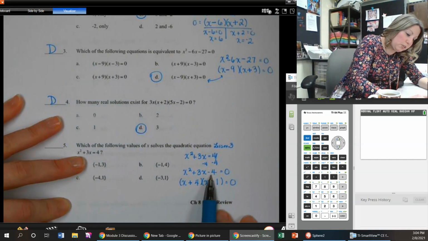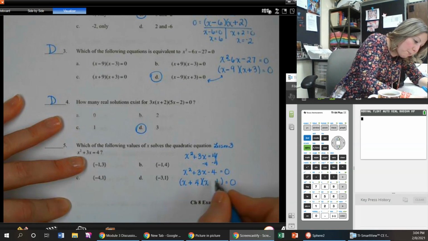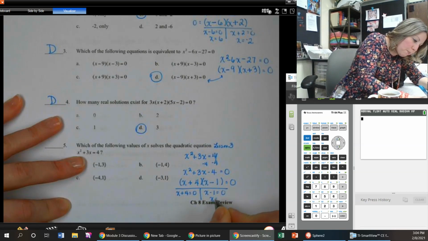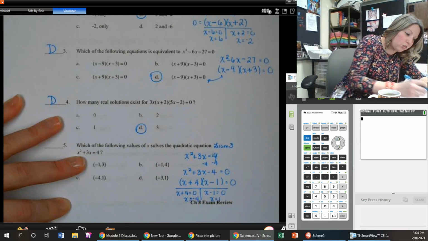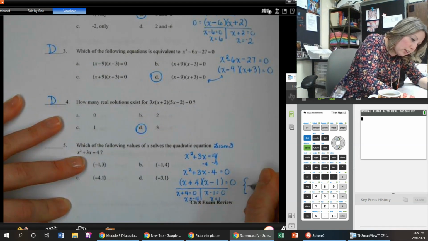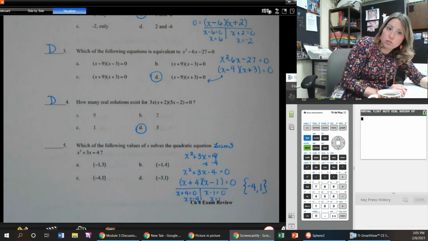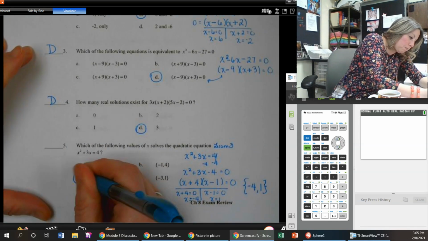Since the end term is negative, this will have the opposite sign, which means that when I go t-chart and I set each factor equal to 0, I get opposite signs of what's inside the binomials as my answers. So -4 and +1 are my 2 answers, which is choice C.